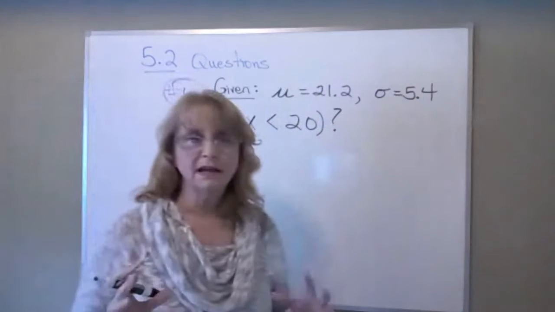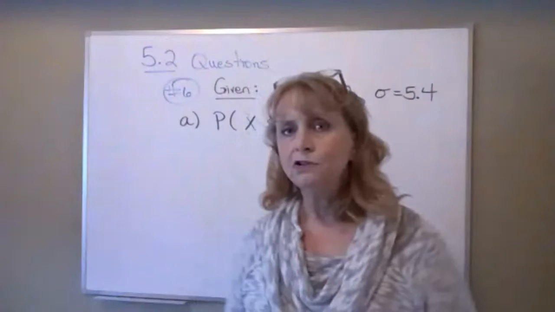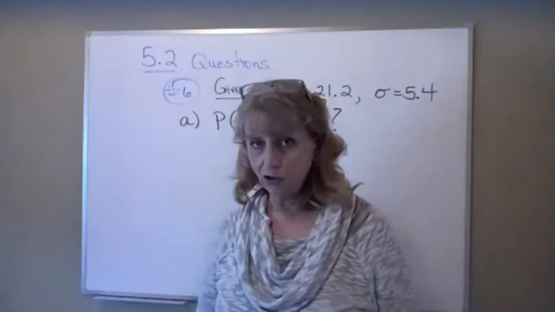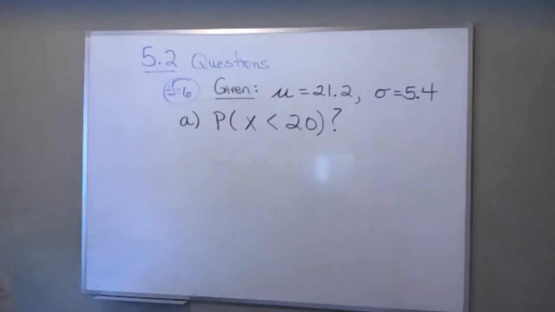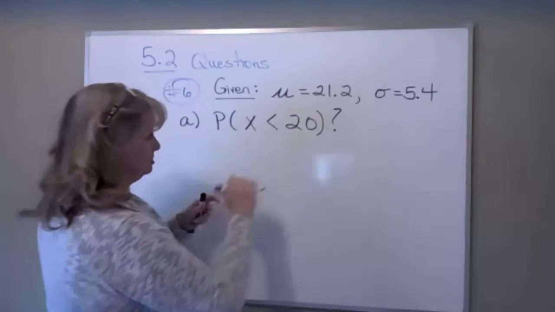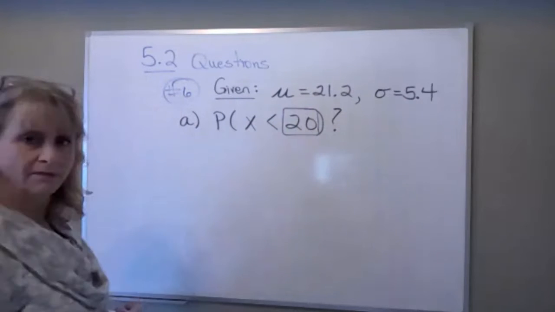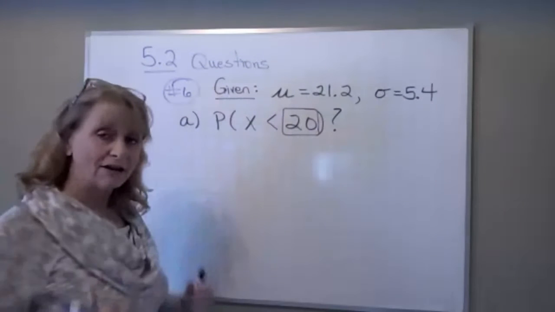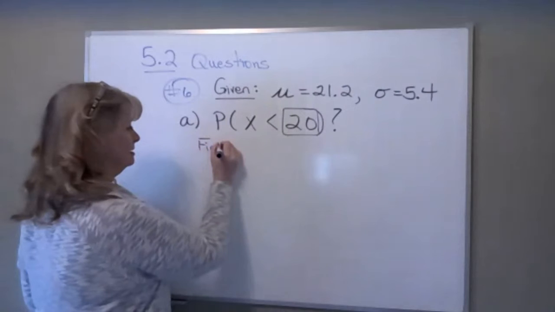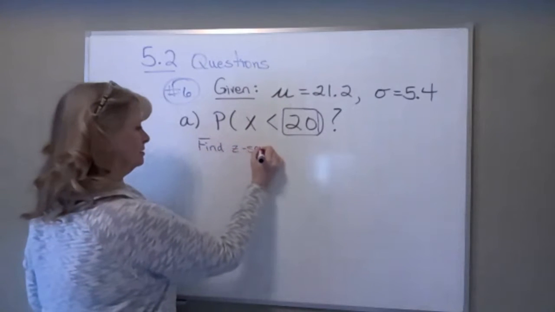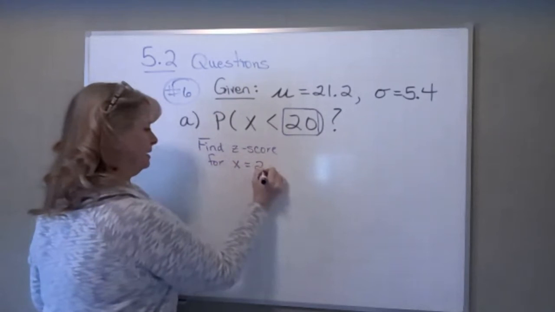Now, here's where it comes in. I want to make sure that you're showing your work correctly. Okay, so when you are finding the z-score, you're not doing probability. You are just finding the z-score for that data value there. So you see this number 20? So I'm going to actually write out this step that we're going to do. We're going to find the z-score for x equal 20.